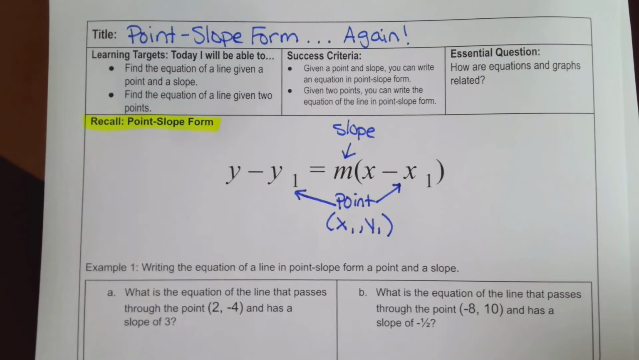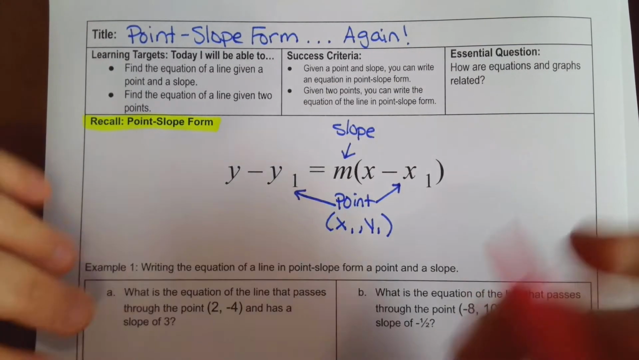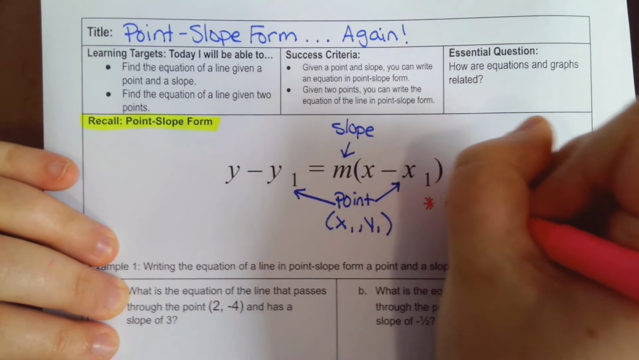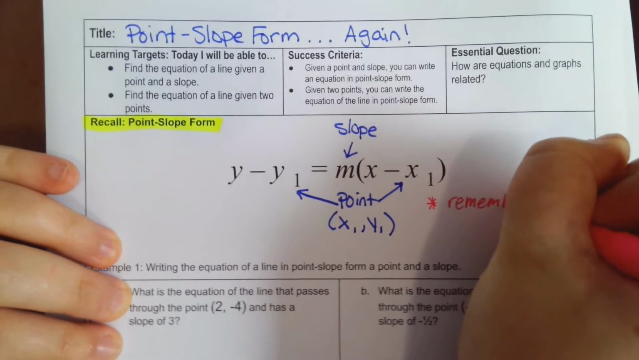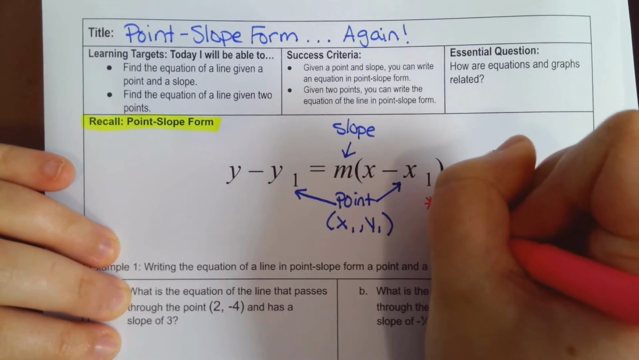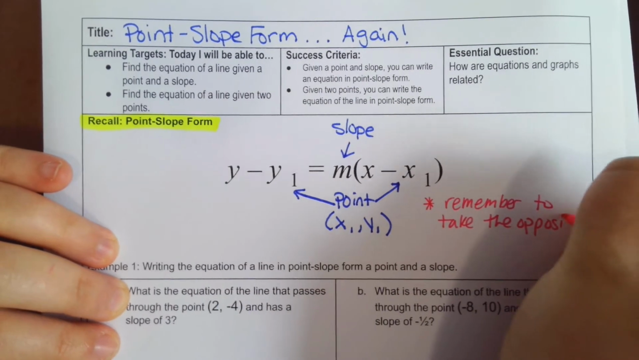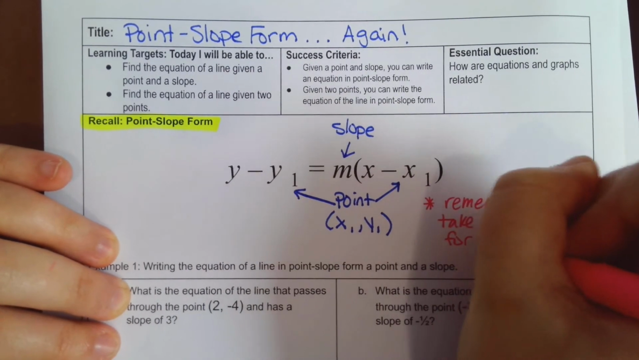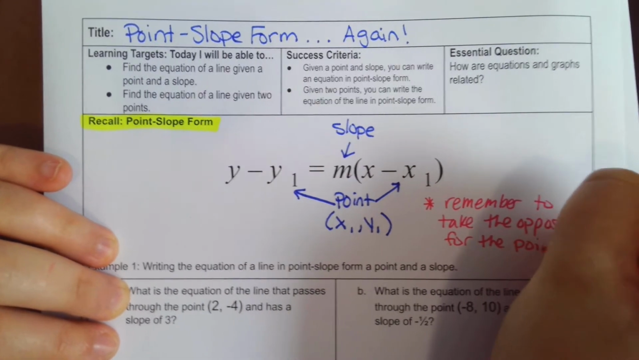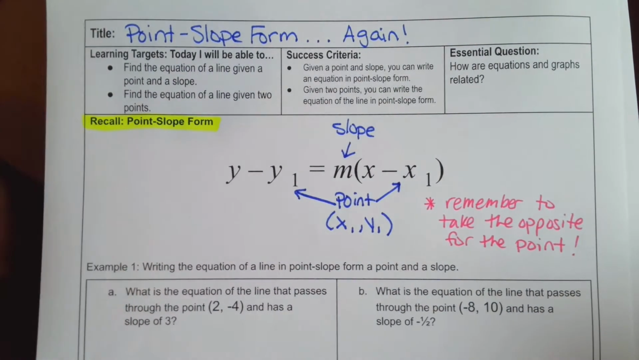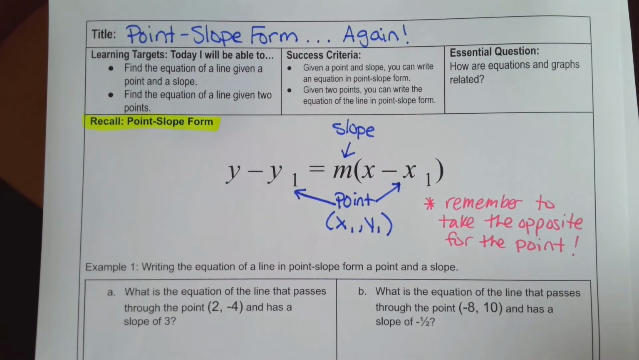That is very intentional because we need to remember to take the opposite for the point. So that's one thing we need to make sure we remember with point slope form. If we have a point or we need to find the point, we need to remember to take the opposite.